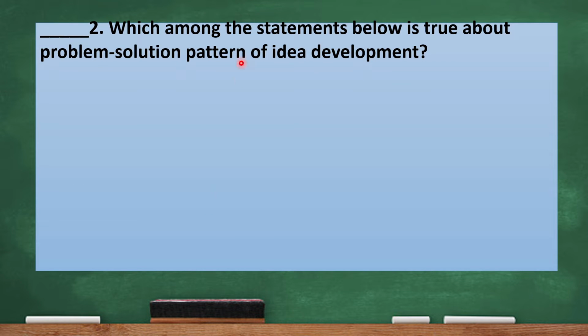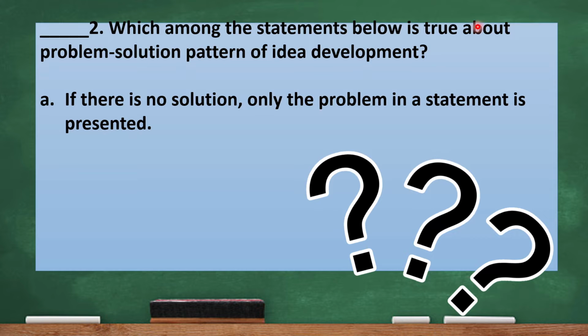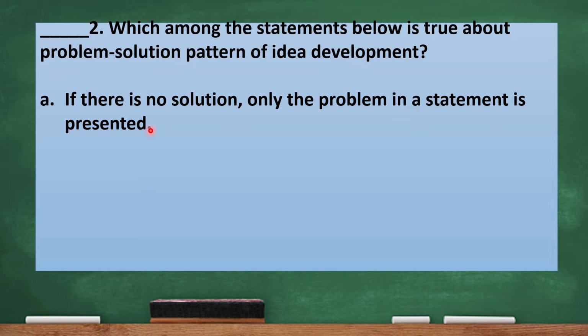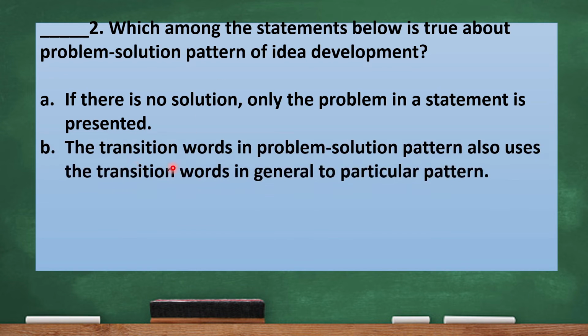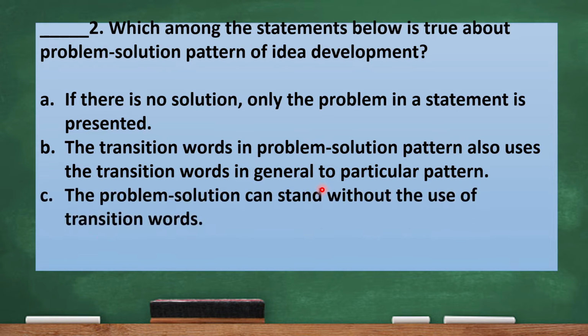Number 2. Which among the statements below is true about problem and solution pattern of idea development? A. If there is no solution, only the problem in a statement is presented. B. The transition words in problem solution pattern also uses the transition words in general to particular pattern. C. The problem and solution can stand without the use of transition words. Or D. All of the above. Choose your answer. Done.